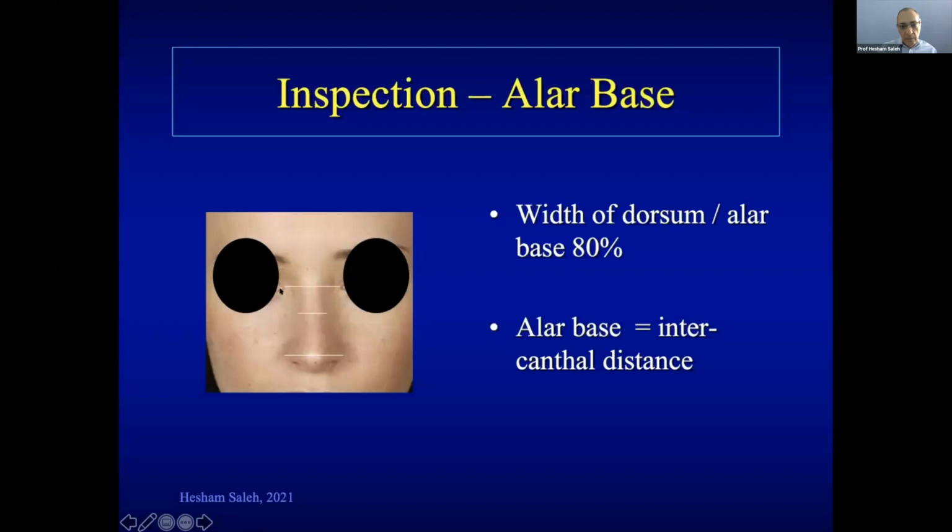The alar base is also equal to that between the medial canthal here, should be roughly that. If it's a bit bigger, it's okay. If it's widely much bigger, it's abnormal in Caucasians, obviously, not in African patients.